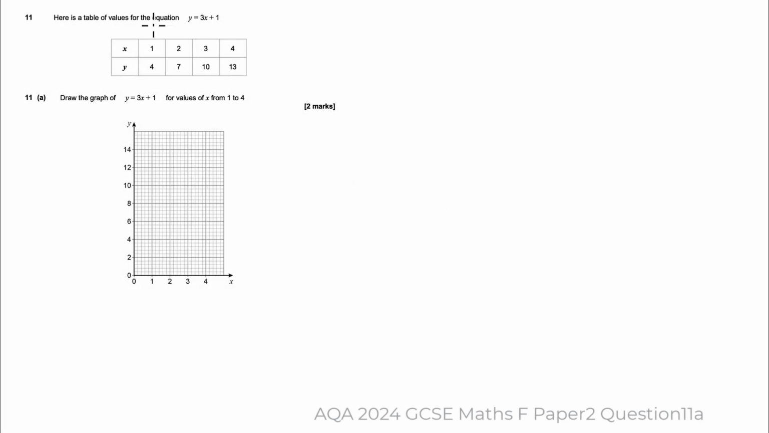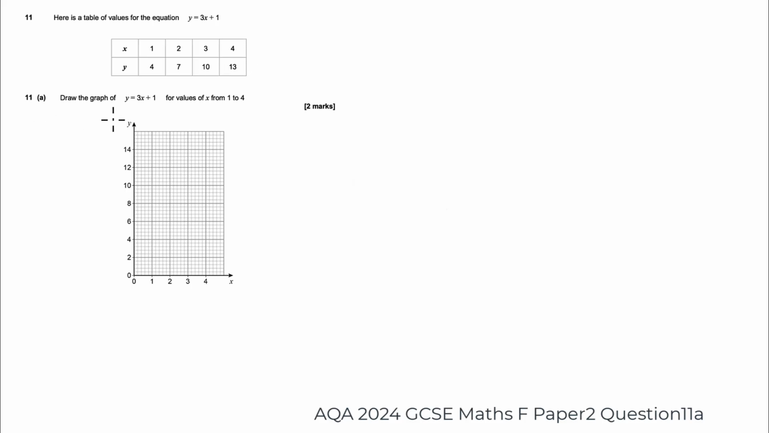Well, here's question 11. And we're given a table of values for this equation. Y is 3 times x plus 1. And you can see the values of x go from 1 to 2 to 3 to 4. Let's check this. Multiply the x number by 3 and add 1. 3 ones are 3 plus 1, 4. 3 twos are 6 plus 1 is 7. 3 threes are 9 plus 1 is 10. 3 fours are 12 plus 1 is 13.